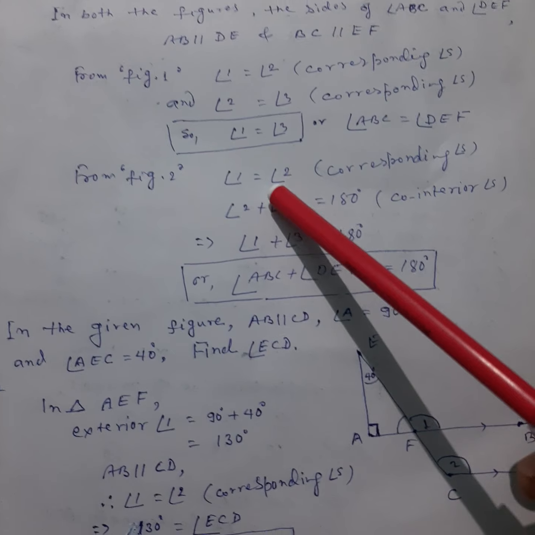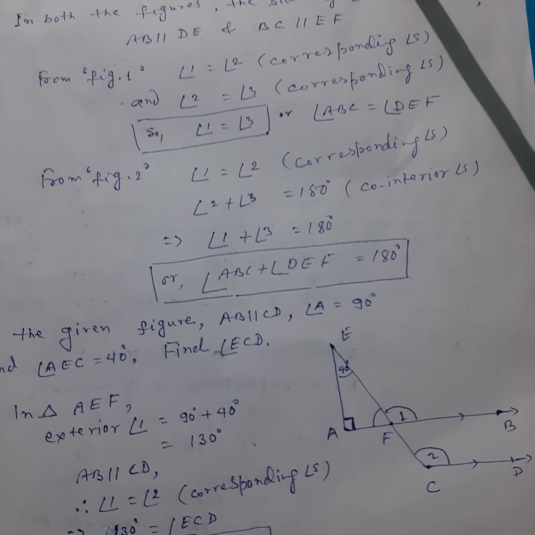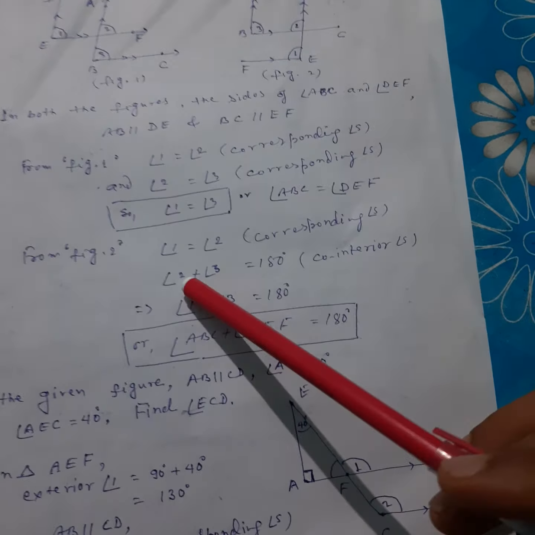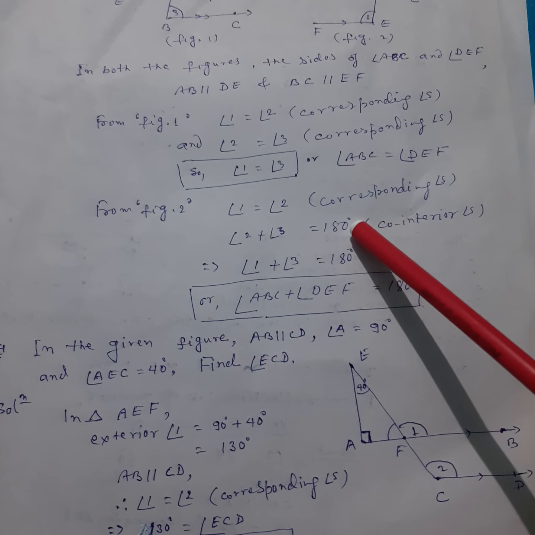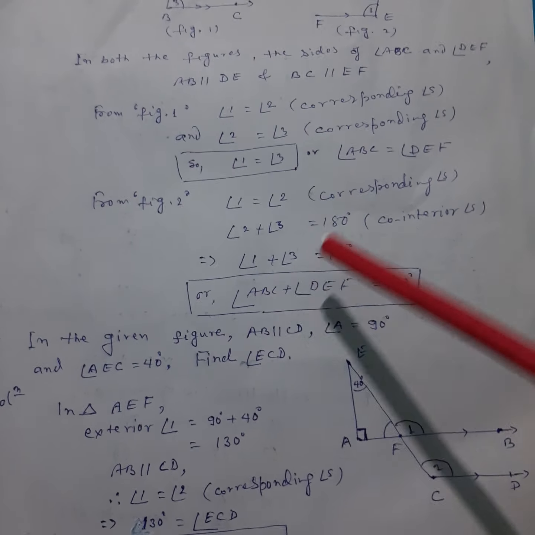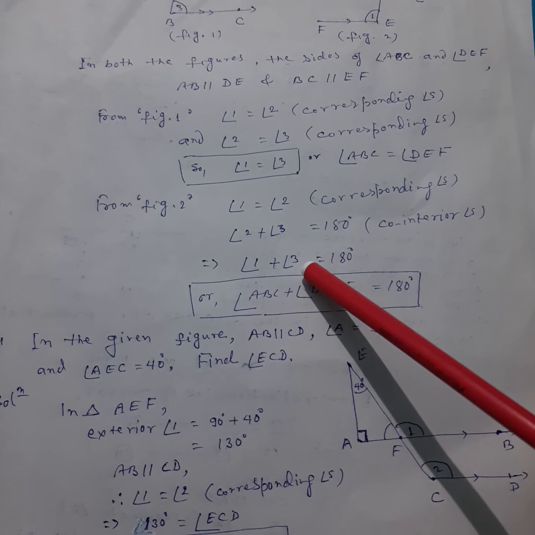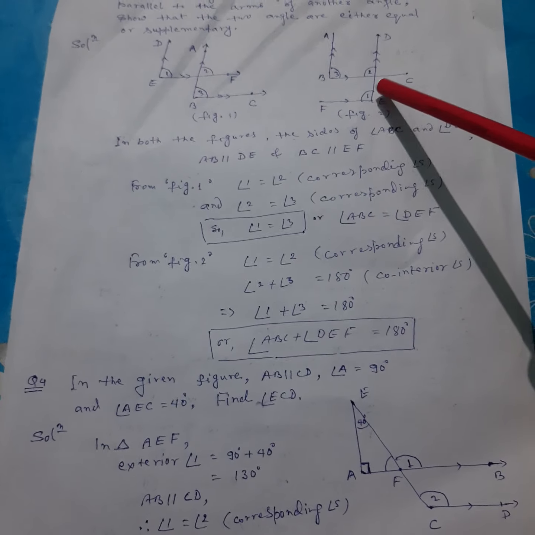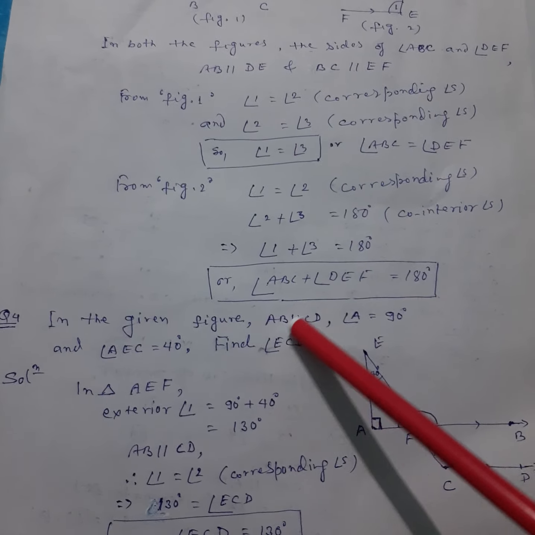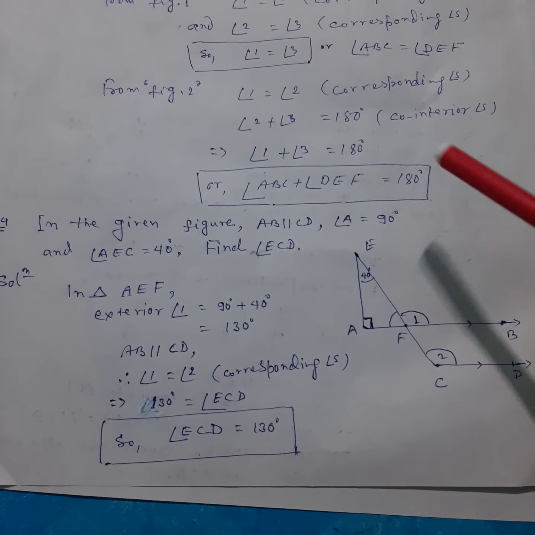Now from figure 2, angle 1 equals angle 2, corresponding angles. And angle 2 plus angle 3, here AB is parallel to DE, so the sum of co-interior angles, angle 2 plus 3, equals 180 degrees. In place of 2, we can write 1. So we get 1 plus 3 equals 180 degrees. In place of 1 we can write DEF, in place of 3, ABC. So ABC plus DEF equals 180 degrees.